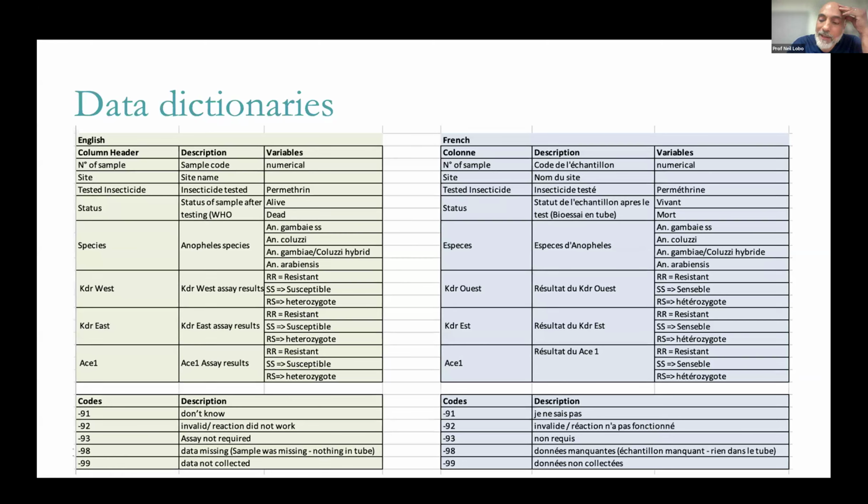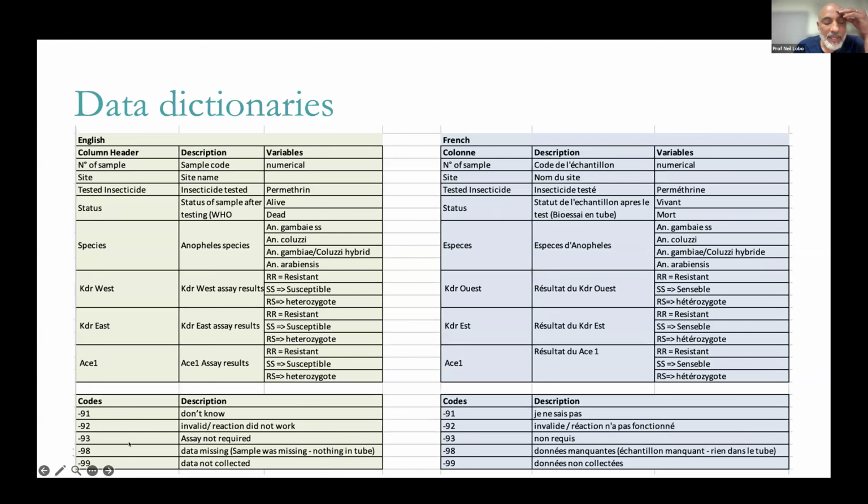So for empty cells, or cells that might remain empty, I always have a code in there. For example, -91 means don't know. -92, these are just the codes I made up for myself. You can make up your own codes. -92 means, let's say I did a PCR and it did not work. Instead of leaving it blank, I would put -92, which means the reaction did not work.